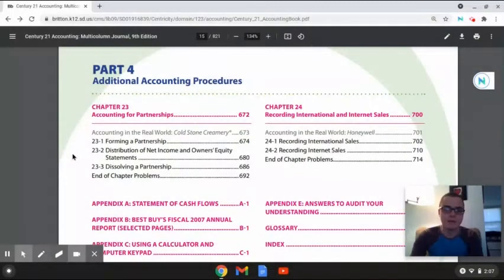Okay, so now I will be going over Part 4, which is the last part of our accounting unit, and in this part, we'll be learning about how to account for additional procedures. So in Chapter 23, we'll be learning about how to account for partnerships. And within this chapter, we'll be learning about how to form a partnership, how to distribute net income and owner's equity statements, and how to dissolve a partnership.